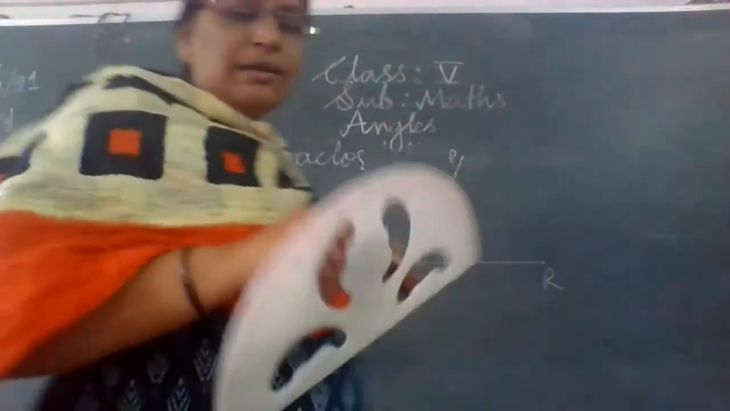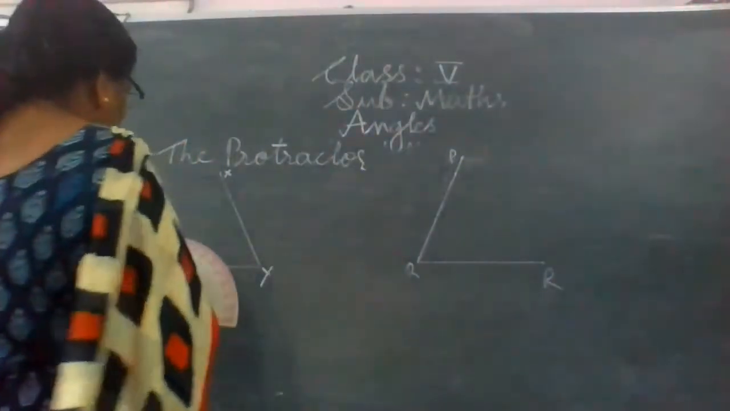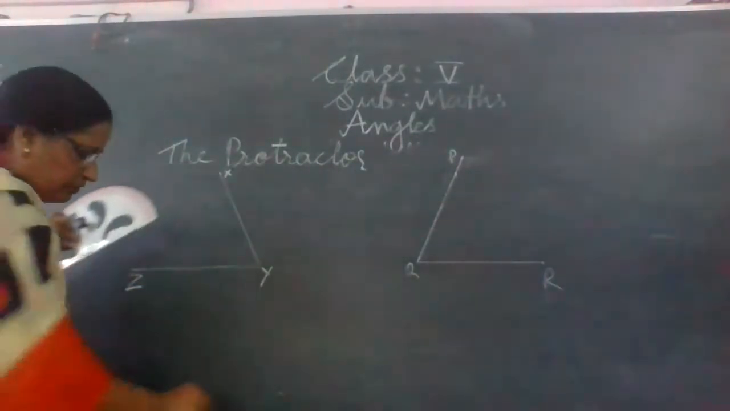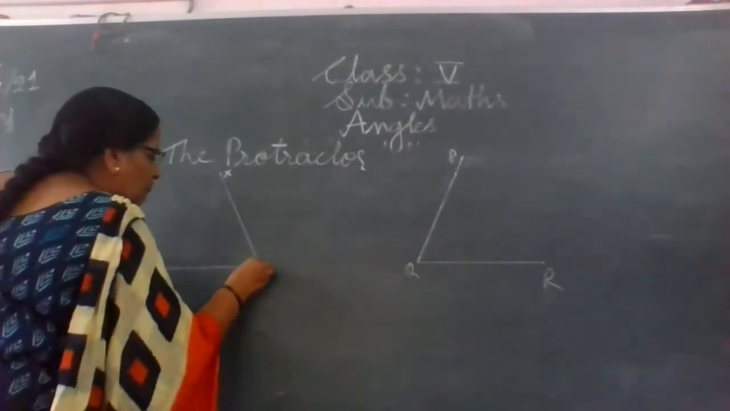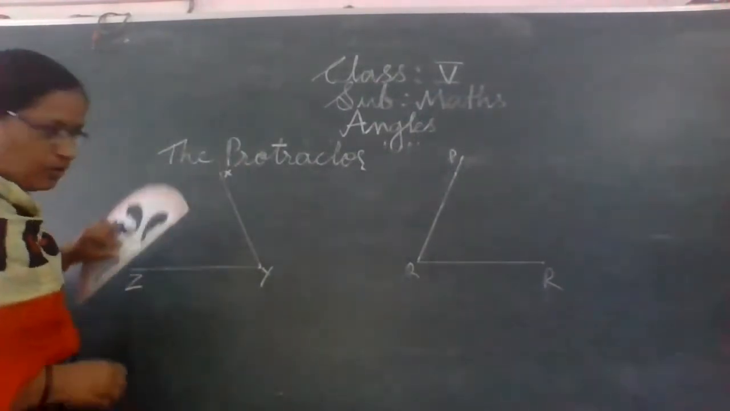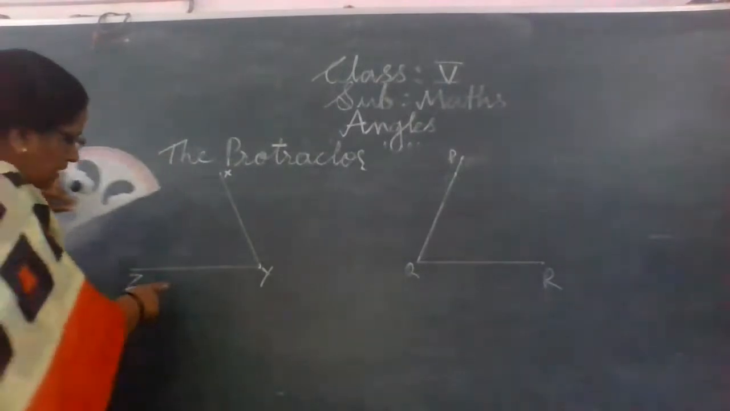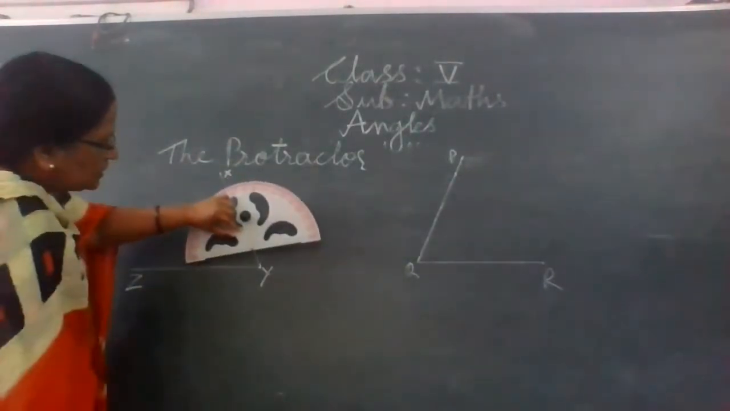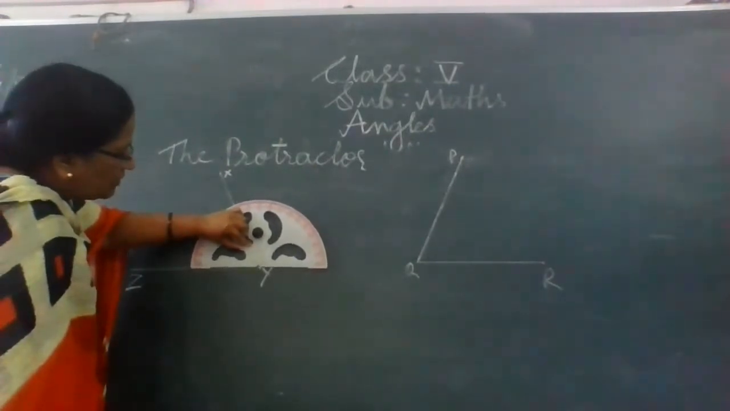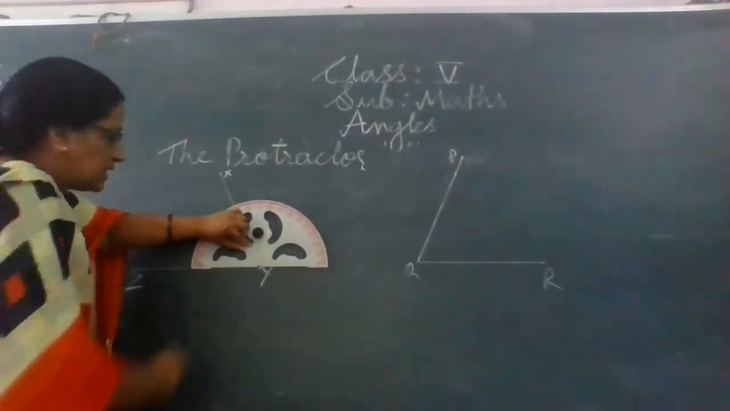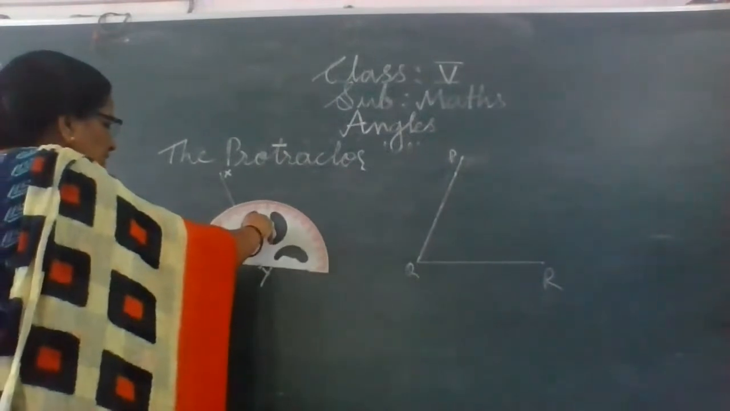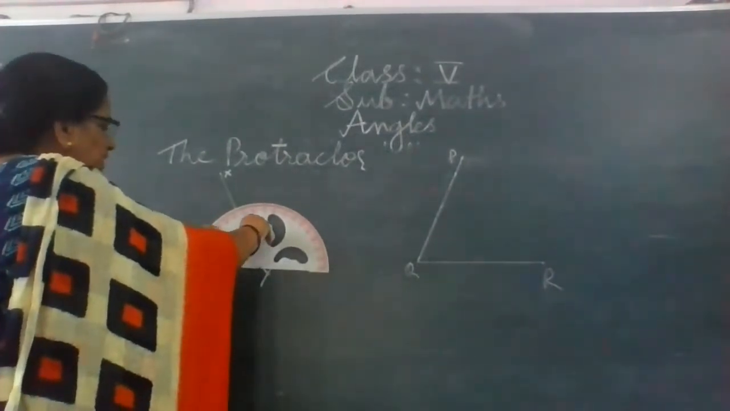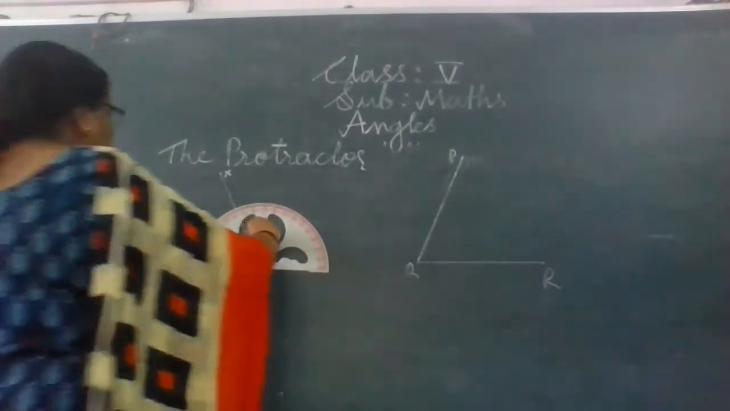Okay, so place the protractor properly on this. See, the center should be on the vertex. It is the vertex Y. Okay, and this baseline will lie on this ZY. So the center is on the vertex, and see beta, this baseline of the protractor and YZ are matching. So how will you measure this?